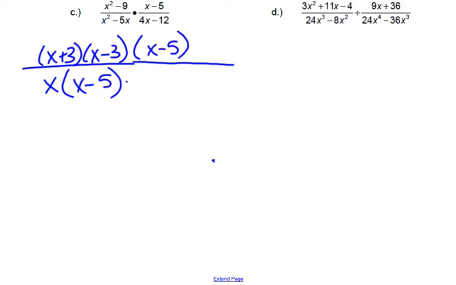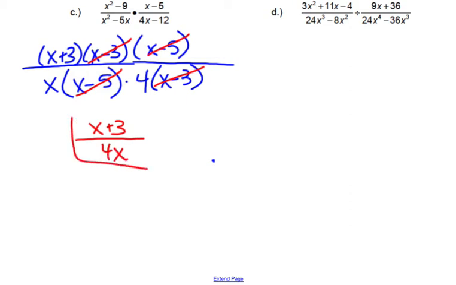And on the bottom, I can take out a 4. 4x minus 12, they both share a 4. Then I'm left with x minus 3. Again, what can you cancel out? Cross out. I have an x minus 3 on top and bottom. I have an x minus 5 on top and bottom. That's about it for canceling, so all you're left with is x plus 3 on your numerator and a 4x on the denominator. Again, don't cancel those x's, they are different terms.